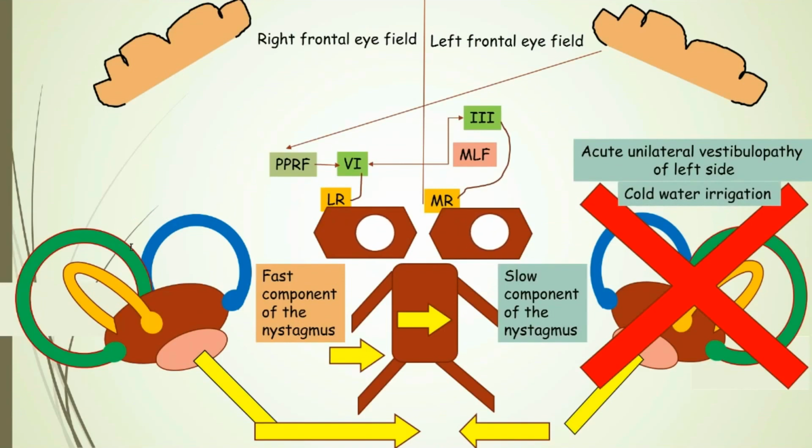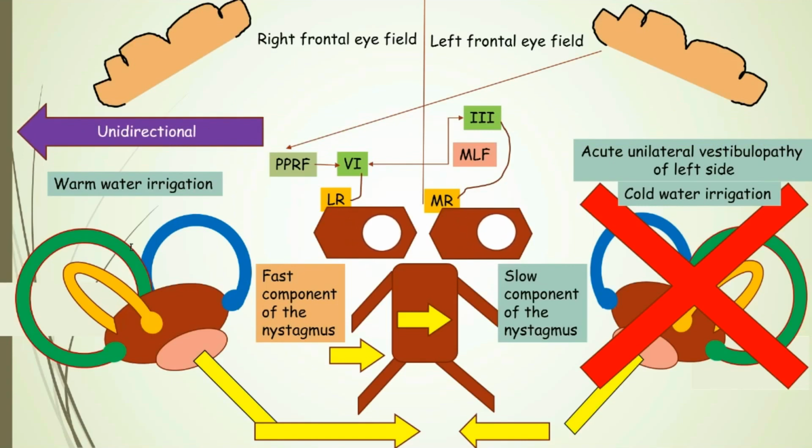The cold water irrigation of left ear or warm water irrigation of the right ear simulates eye movement similar to what described earlier in this video, because cold water irrigation reduces vestibular output and warm water increases the vestibular output. One more important feature of nystagmus of acute unilateral vestibulopathy is it is unidirectional. That is, the fast component always beats in the same direction and is unaffected by gaze direction. This is in contrast to central nystagmus, which is direction changing or bidirectional.